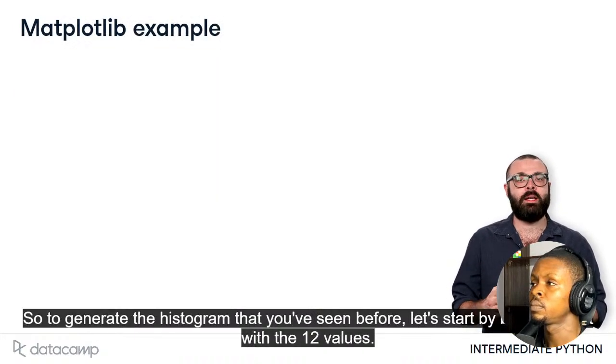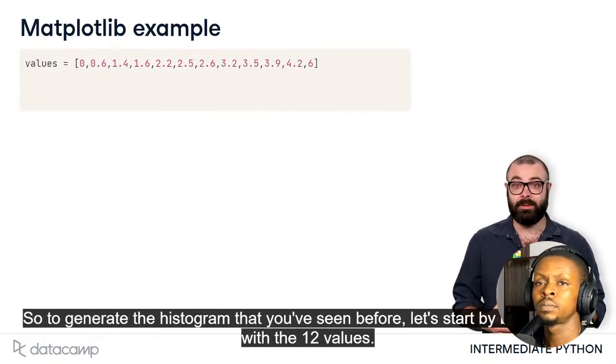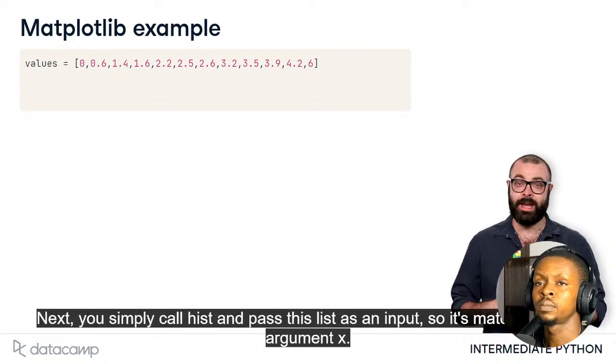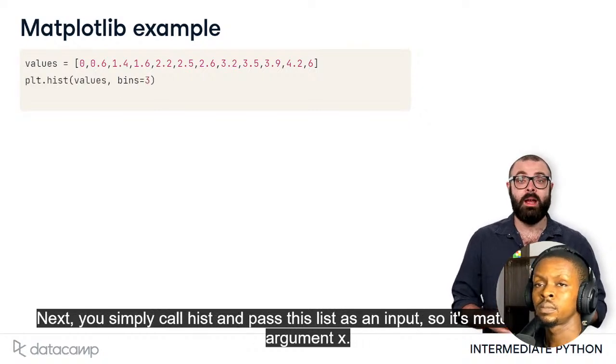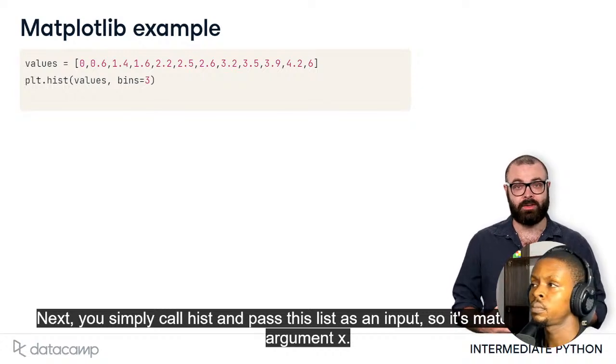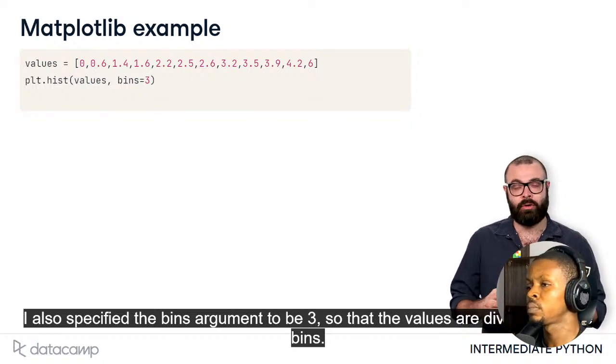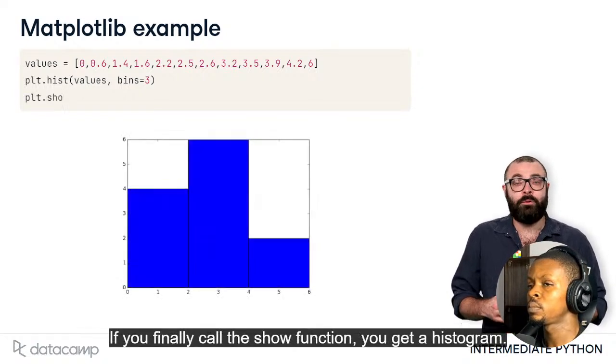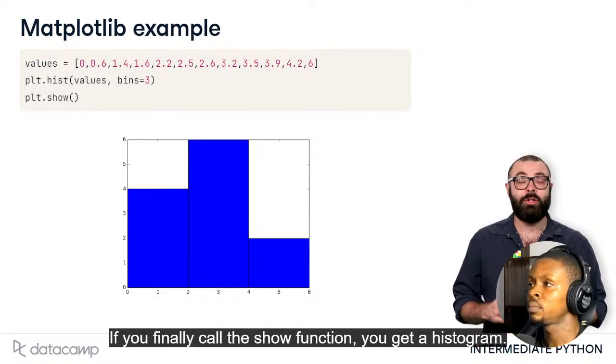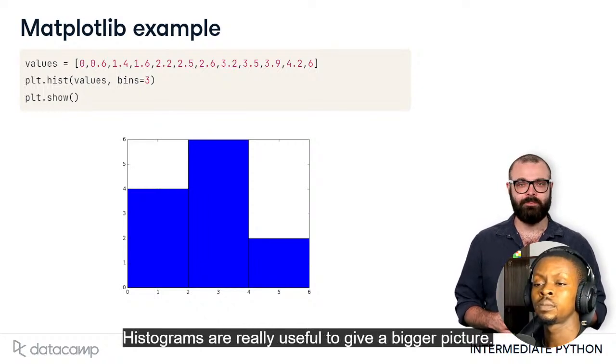So to generate the histogram that you've seen before, let's start by building a list with the 12 values. Next, you simply call hist and pass this list as an input, so it's matched to the argument x. I also specified the bins argument to be 3, so that the values are divided into 3 bins. If you finally call the show function, you get a histogram.